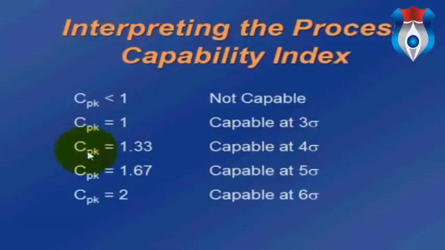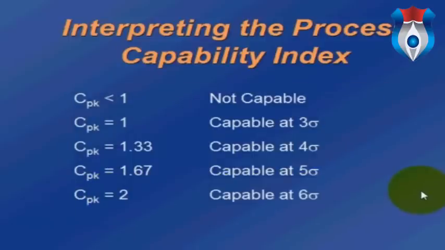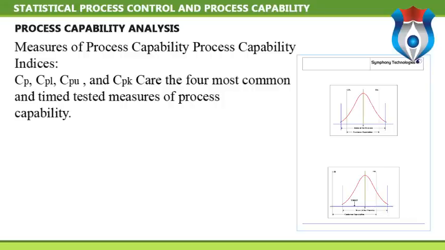And if you follow the math, it would be capable at 4 sigma at 1.33, 5 sigma at 1.67, and you simply double the 3 and you get a CPK of 2, we're going to be capable at 6 sigma. Measures of process capability.